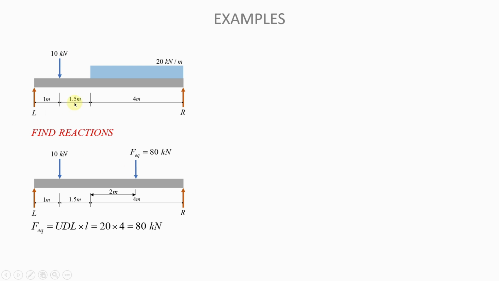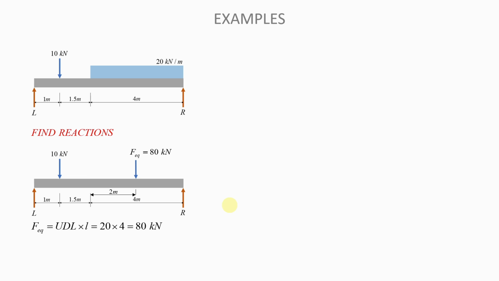The force equivalent to the UDL will act in the middle of the length over which the UDL was acting. The middle of that length is here, which is just 2 meters from here, or you could also have said 2 meters from there. And that is where you will have that force that is equivalent to the UDL. Once you have that force there, you can now find the reaction on the left and the reaction on the right using a force balance and a moment balance.